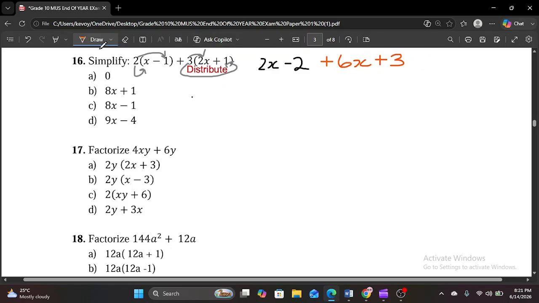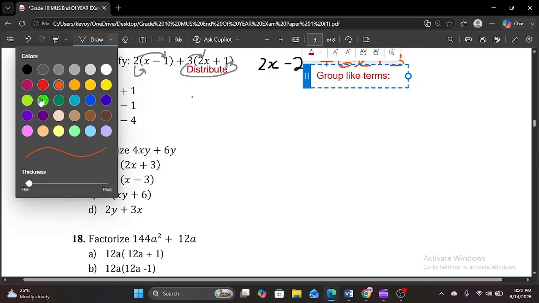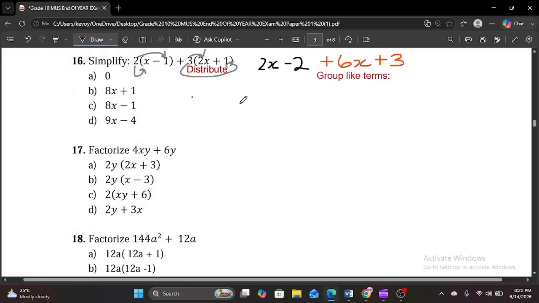Afterwards, we know that we group our like terms. So that's gonna look like this. That's gonna be 2x plus 6x, and we're gonna have our +3 -2.